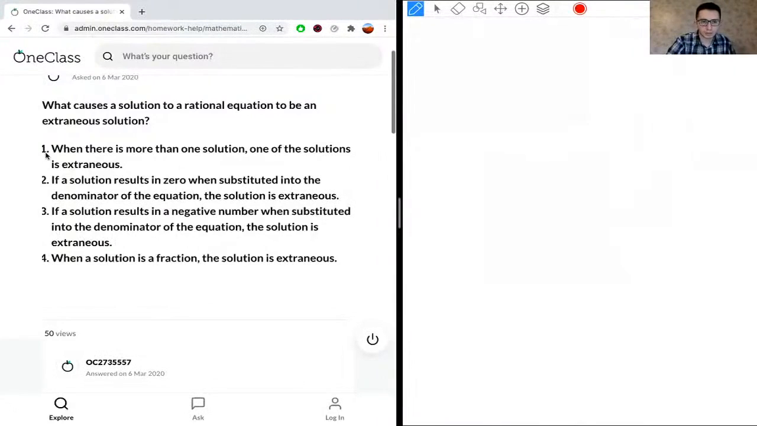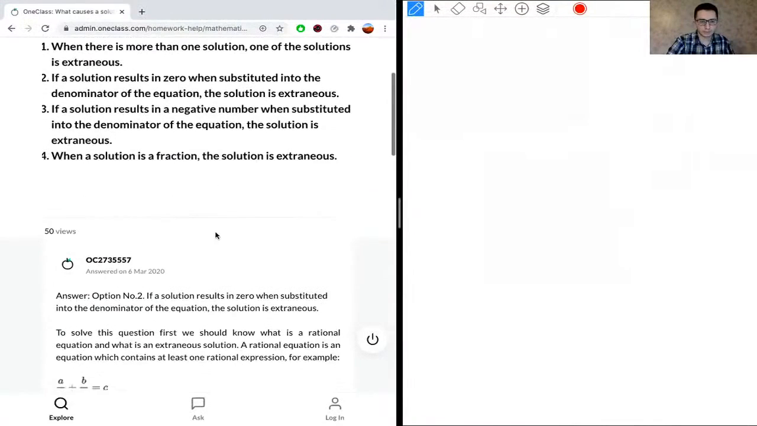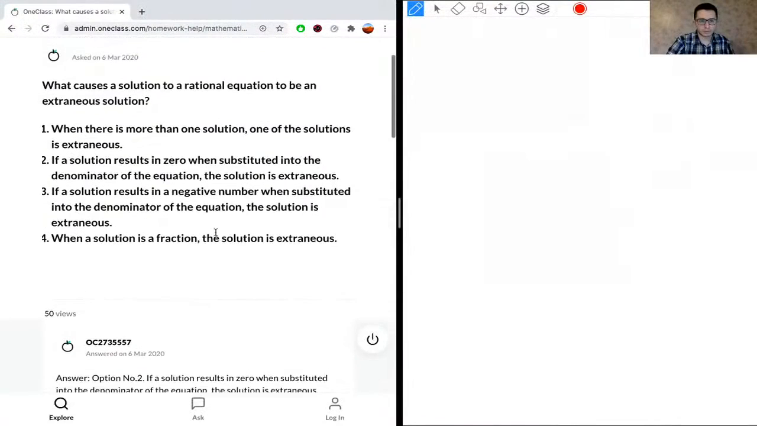If a solution results in 0 when substituted into the denominator of the equation, the solution is extraneous. If a solution results in a negative number when substituted into the denominator of the equation, the solution is extraneous. And then when a solution is a fraction, the solution is extraneous. So here we have 4 options.